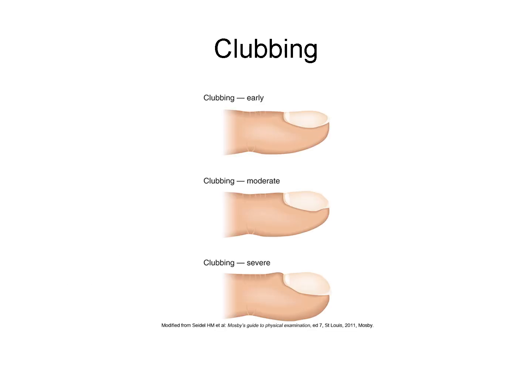Clubbing is a visible sign of chronic hypoxemia and is marked by the painless enlargement of the fingertips or toes. It is most often associated with conditions that cause long-term oxygen deficiency, such as cystic fibrosis, pulmonary fibrosis, or congenital heart disease. The change in shape and angle of the nail bed is typically gradual. Clubbing reflects ongoing tissue hypoxia and requires further investigation to determine the underlying cause.